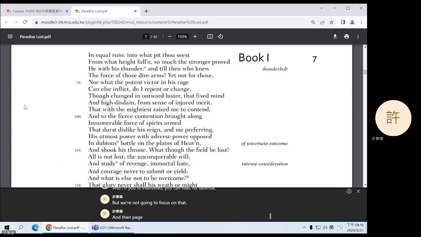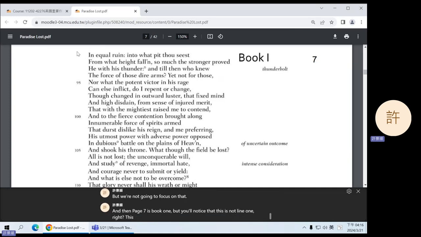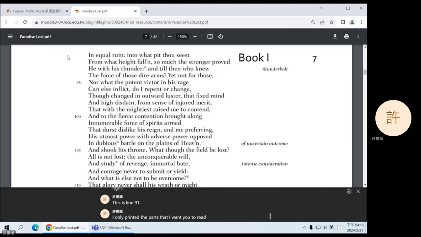And then page seven is book one. But you'll notice that this is not line one, right? This is line 91. I only printed the parts that I want you to read. Starting on page seven, it's 42 pages, 42 minus seven, 35 plus one. It's 36 pages in 3 weeks. So that's around 12 pages per week. Again, it's not that much. So we're going to read selections from each book. We're going to skip some of the boring books. I picked some of the more famous and more interesting parts of the poem for us to read together.